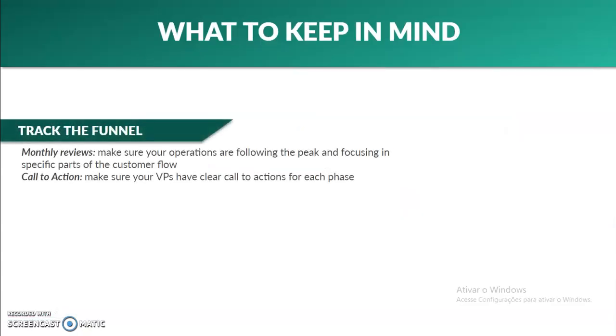Here, you need to track the funnel monthly as well on your monthly reviews. You need to make sure that your operations are following the peak and focusing on specific parts of the customer flow. They will not be capable of implementing everything at the same time, so they need to plan what they are going to implement each month and which part of the customer flow they are going to focus on. They also need to have call to actions inside of each phase, so make sure that they have a plan for this.